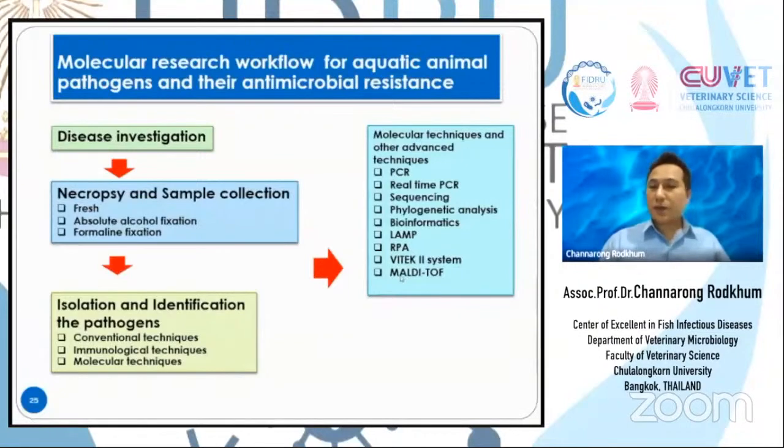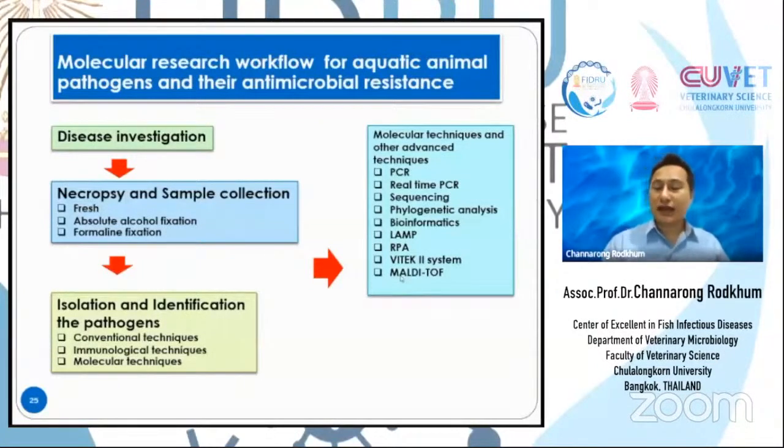It's not important that you have all the tools or all the techniques in your lab if you would like to do molecular research on aquatic animal pathogens, or use molecular biology to study antimicrobial resistance. I think the best thing is to try to select the best method that is appropriate to your institute and your lab. It's not necessary to have the mass spectrometer. If you don't have it or you don't have Vitek, you can use other techniques to identify the pathogen also.